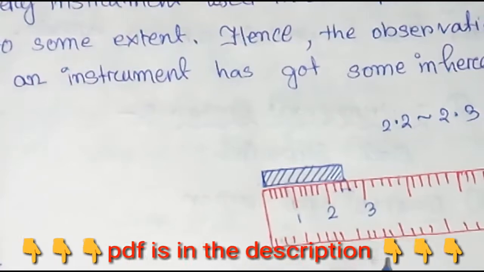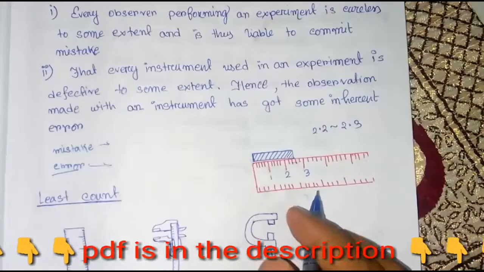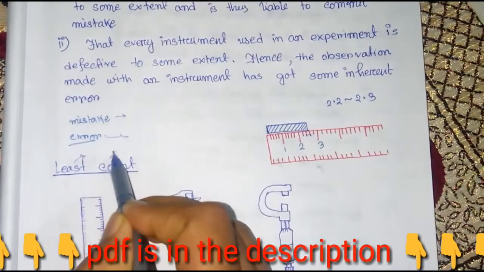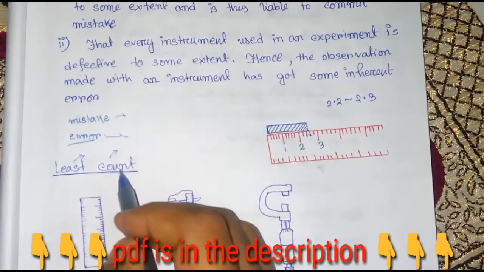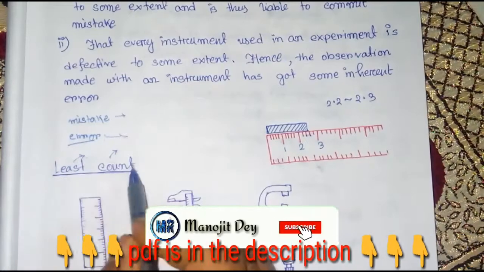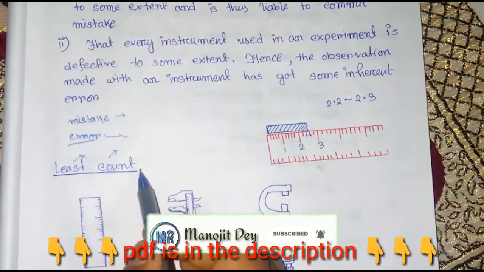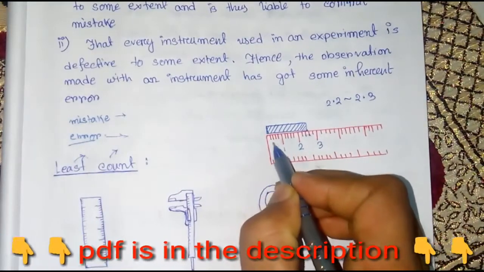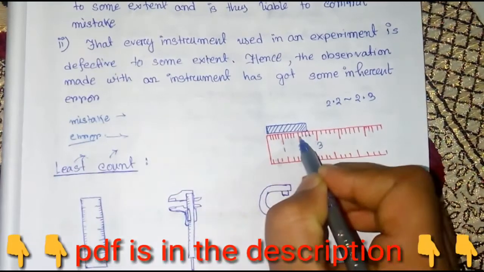Okay, least count error. So let's see what is the least count. What is meant by least count? Least means small and count means that you can measure. So the smallest value which you can measure by an instrument is called least count. In a normal scale, you can measure the small value as this one.